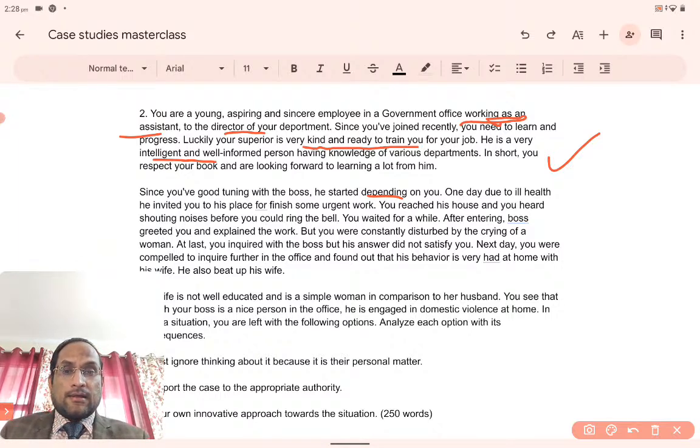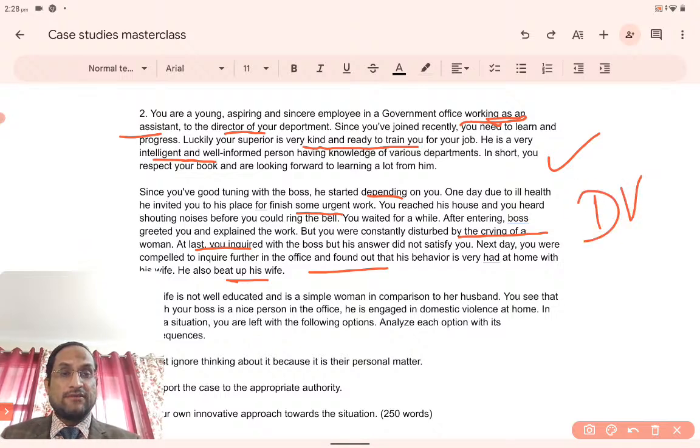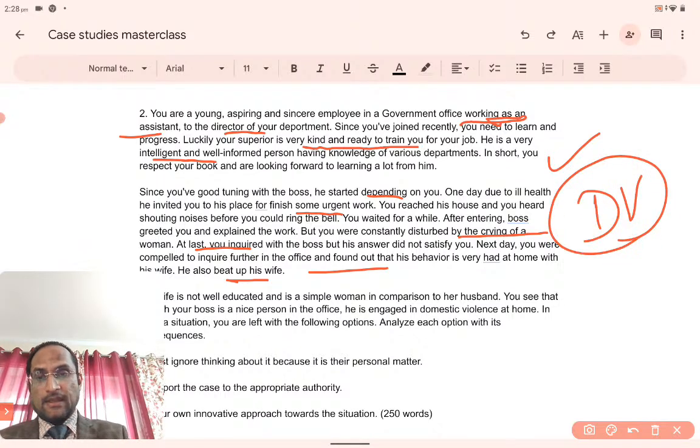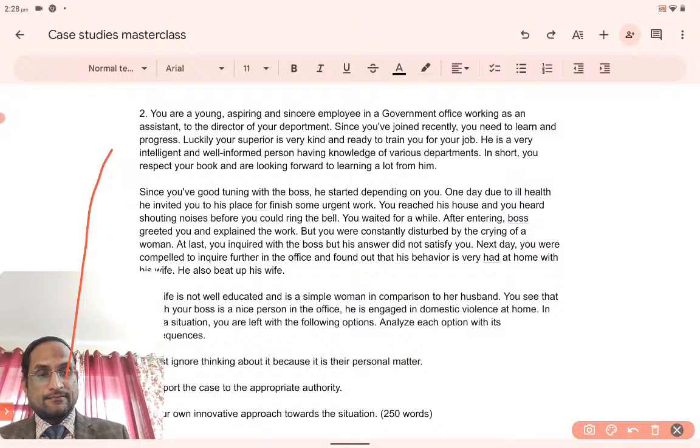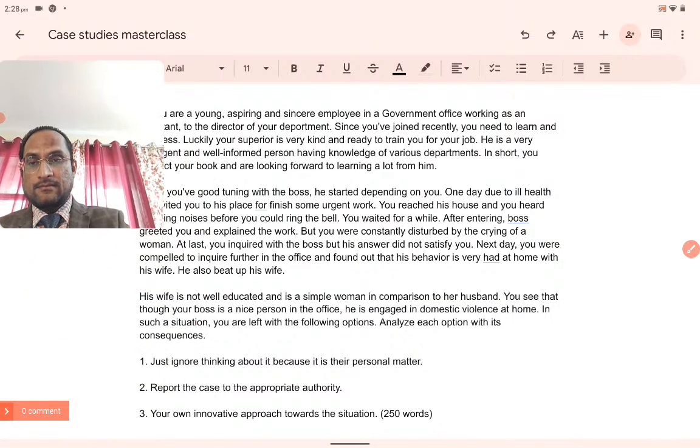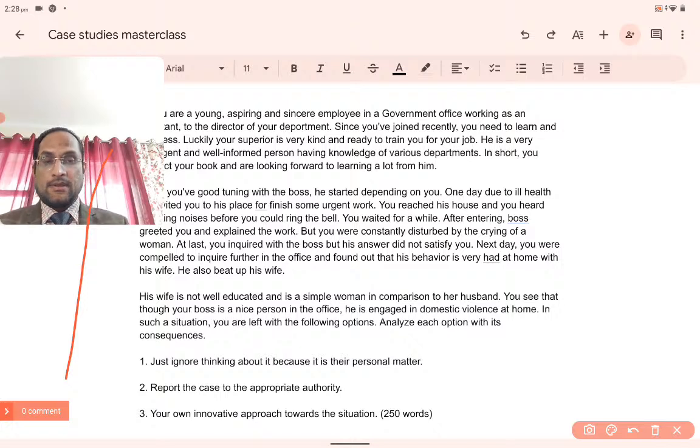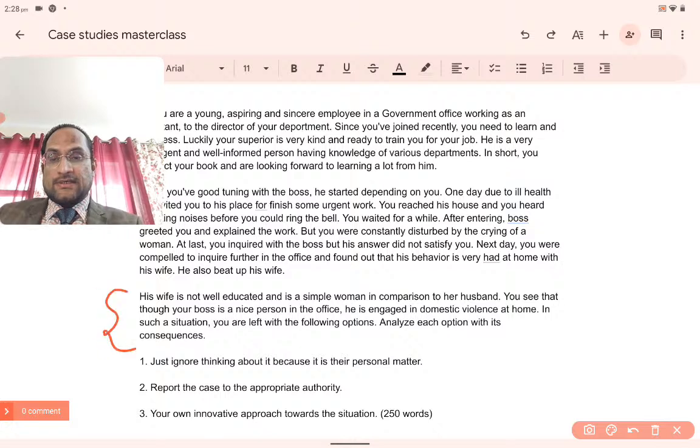So the person called you for some urgent work at his place. You reached the house, and you heard lots of crying of a lady. Later on you realize from the office that the behavior he had with his wife is bad, which is DV, domestic violence. Okay, now moving further. Now his wife is not well educated, which is written here.